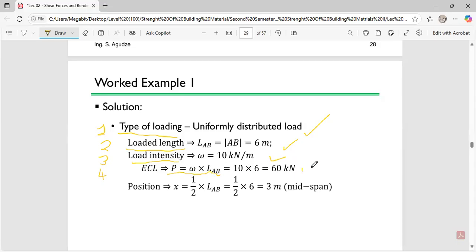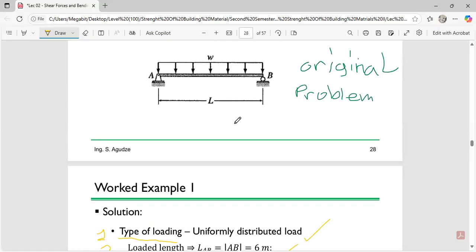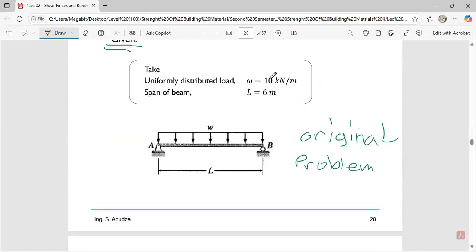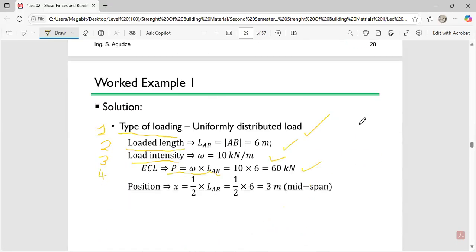10 times 6. So how do you get your ECL? You just multiply this 10 over here times the 6, okay? And at the end of the day, you are going to get your answer in kilonewton. Which is going to be what? 60 kilonewton. So over here, you can see that that's why they are getting 60 kilonewton.